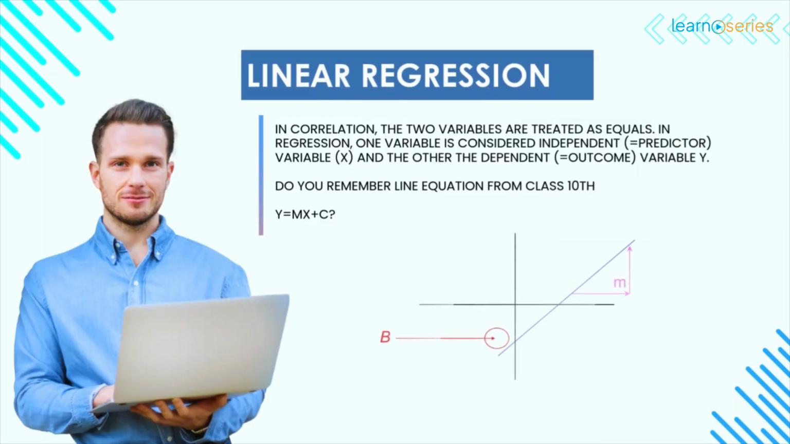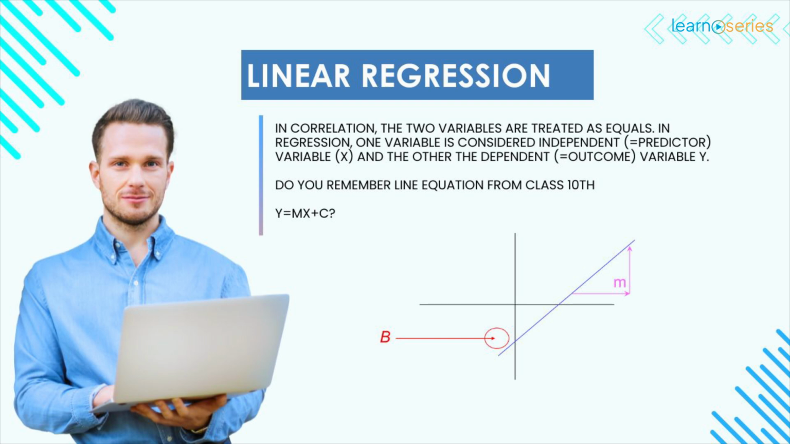Now coming to linear regression. The two variables are treated as equals, x and y. And do you remember this calculation? Y equals mx plus c, the same way, ax plus b. So x is the independent variable or the predictor, and the dependent variable is y.